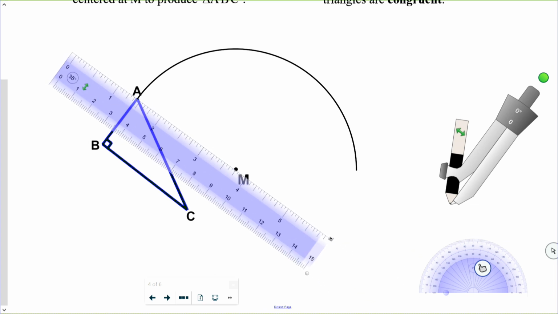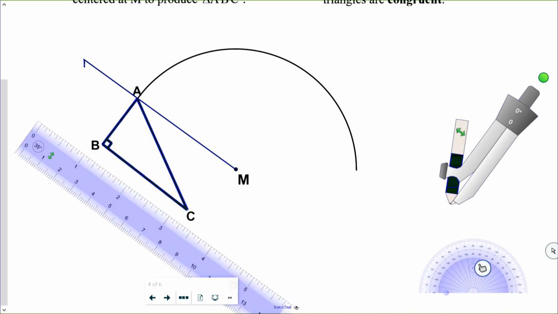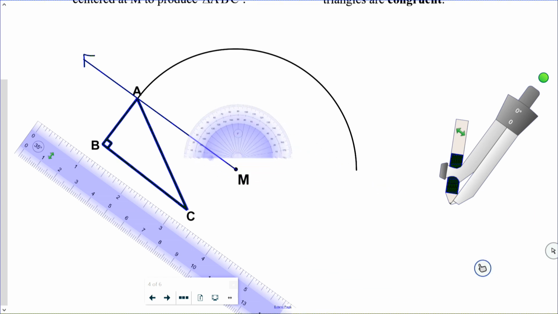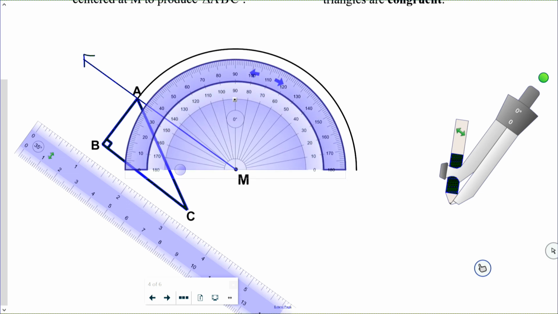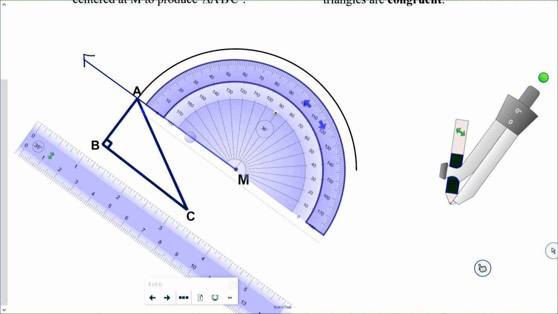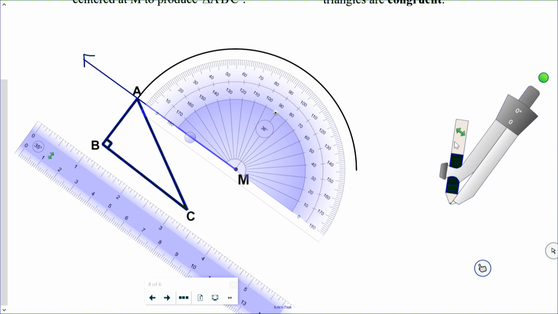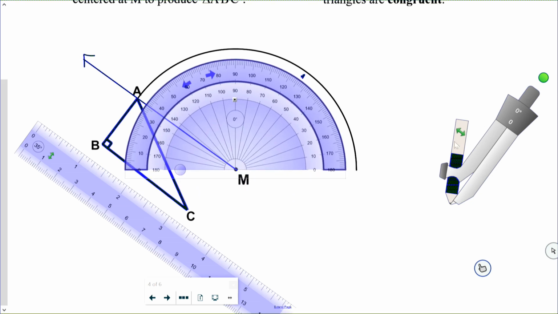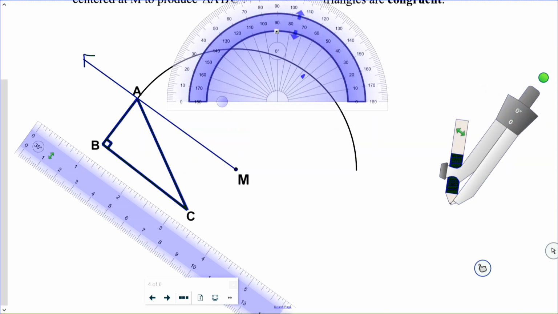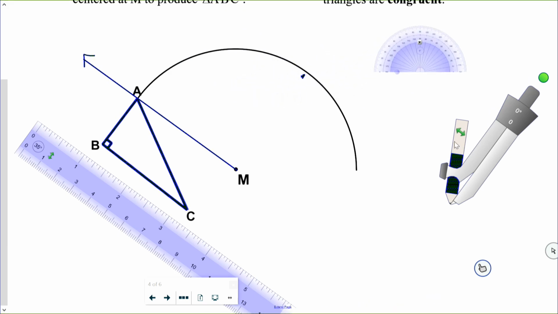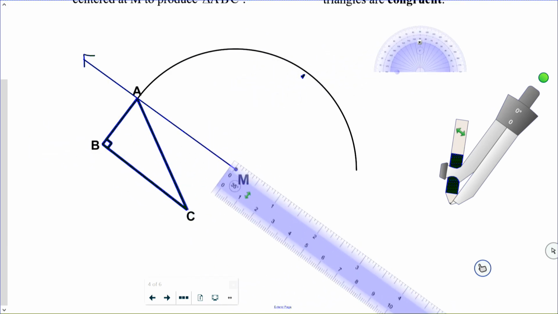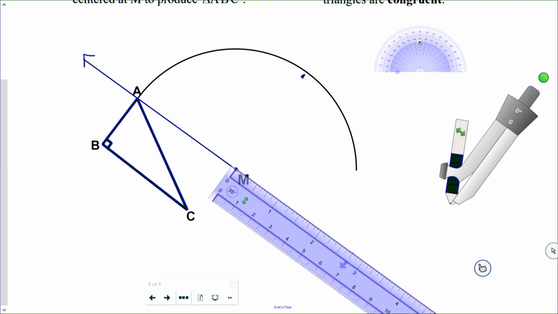And I want this ray to pass through M and extend past point A. Right now I need that 90-degree angle, so I'll bring my protractor in. Gotta love a 90-degree angle. All right, right about there. I'm gonna bring this thing, throw it off, maybe just make it smaller. That'll work. Gotta love geometric things like rulers and whatnot that you can just make smaller and larger.